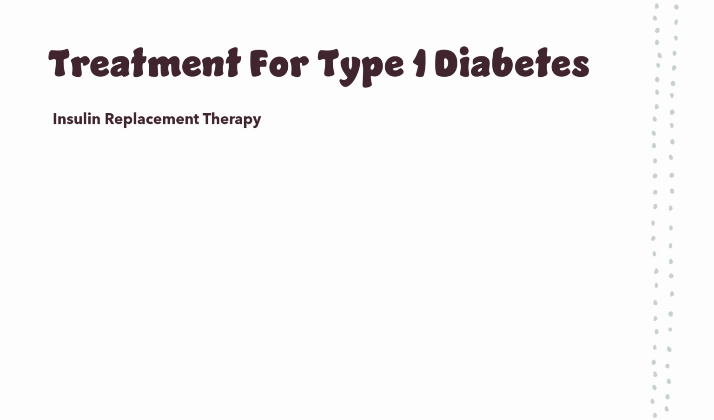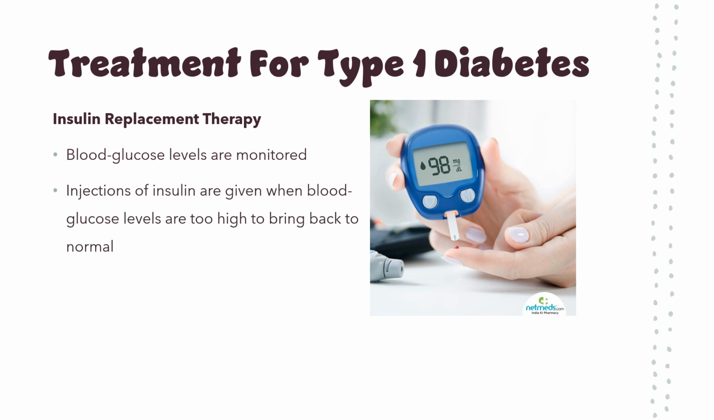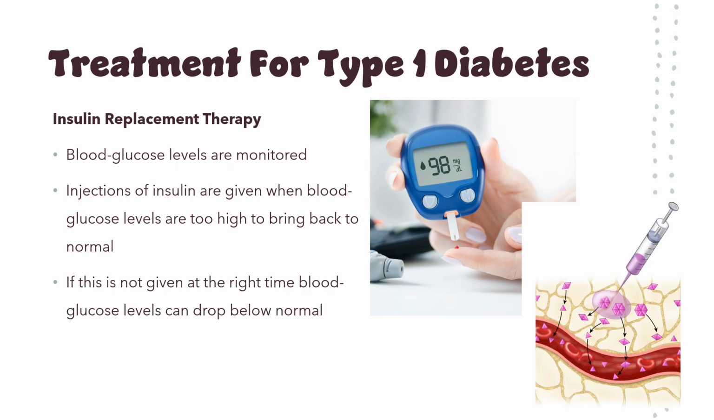Well, we have insulin replacement therapy. So this is replacing the insulin that your body is not producing. This starts with someone monitoring their blood glucose levels. It might be through one of these blood glucose monitors where you take a sample of your blood, there's a little pinprick on your finger, put it on that little strip of paper, and it will measure the levels of glucose in your blood. Then you would take an insulin injection to bring back your blood to a normal level.